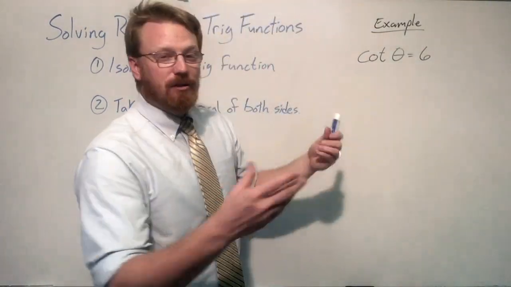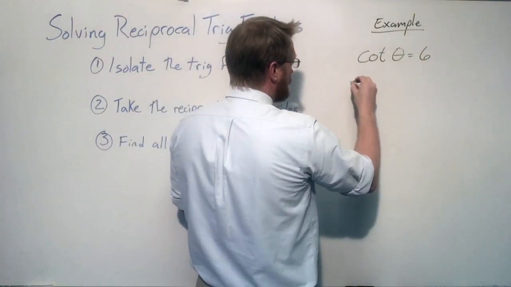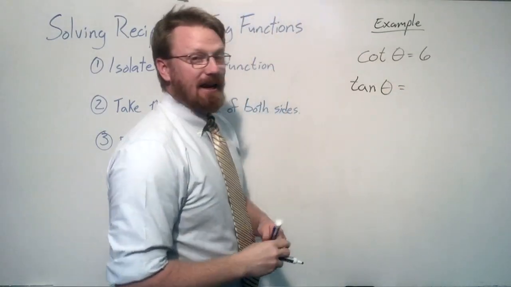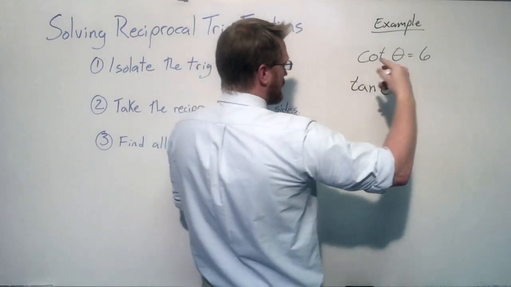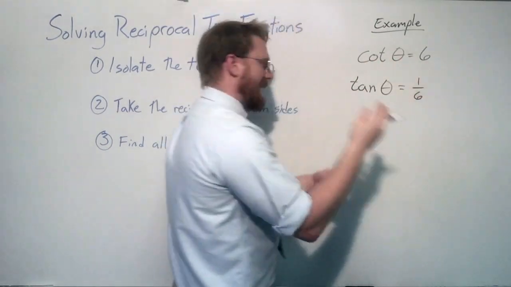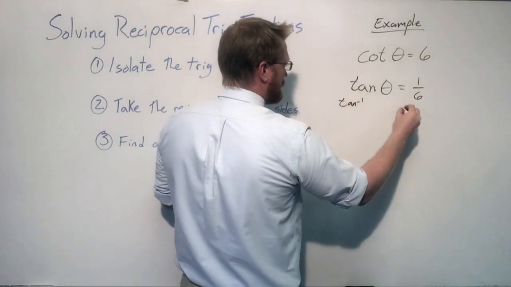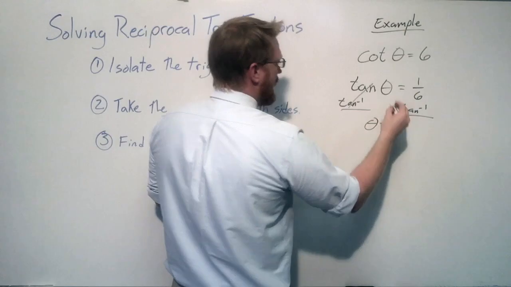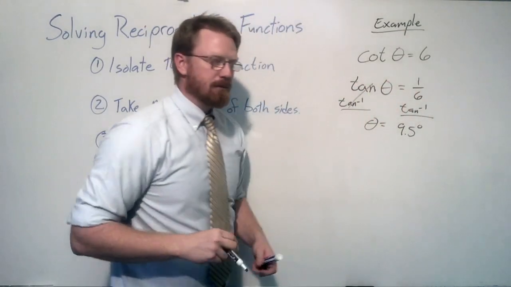Cotangent is 1 over tangent. So if I were to rewrite this as 1 over cotangent, I could substitute a tangent theta in for that. And I can get away with that as long as I balance the equation and do it to the other side. 6 becomes 1/6. And now I'm back to my old game here. Inverse tangent both sides to isolate the variable. And that answer happens to come out to be 9.5 degrees if I'm in degree mode.